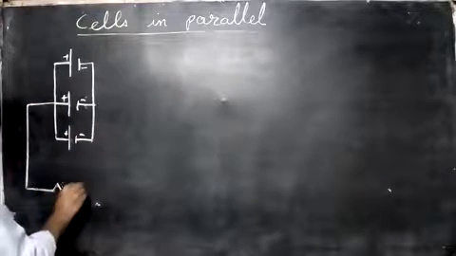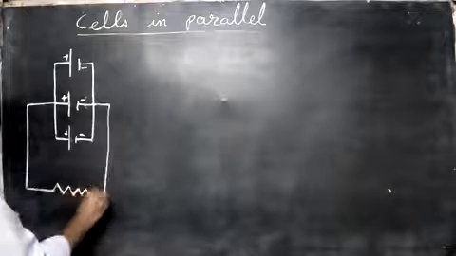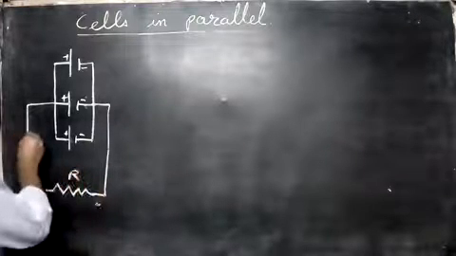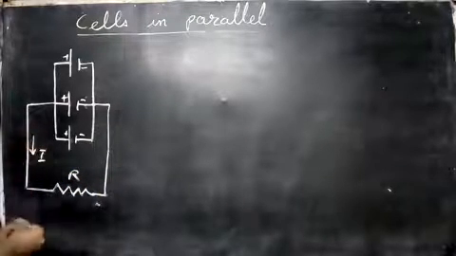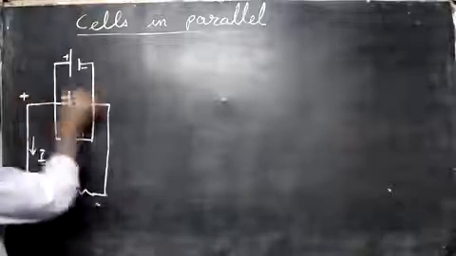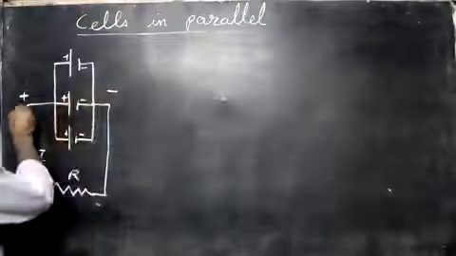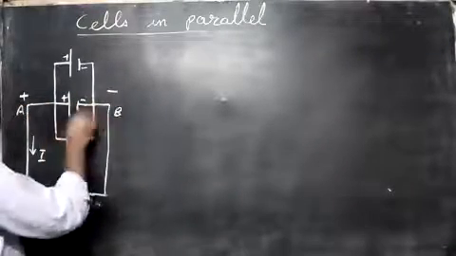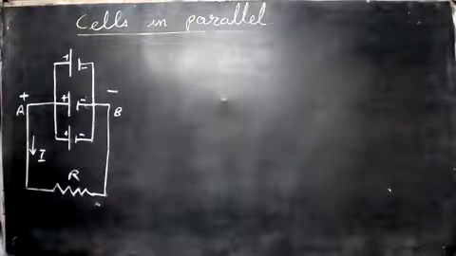Connect an external resistor like this. This is R. So current I will flow in this external circuit. This will have one common positive and common negative. This point is A and this point is B. So A and B are positive and negative.